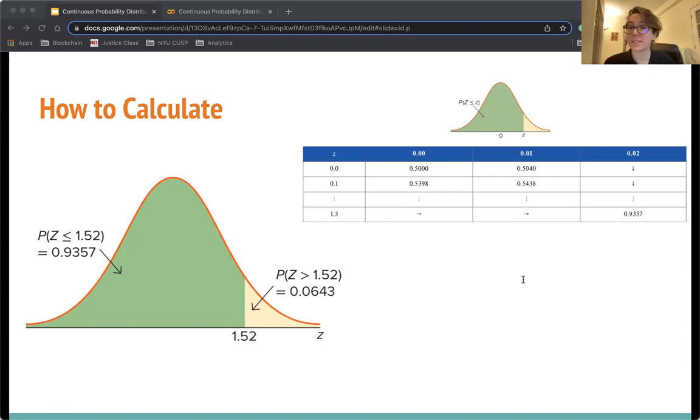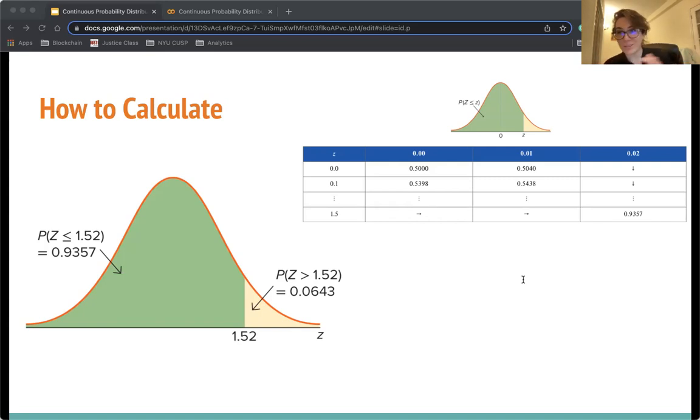So any value in the green side of the probability distribution is considered to be probable. The area on the right, or the yellow side of the curve, is the other part of the probability. So if we were to subtract 0.9357 from 1, we will see that the probability of a value above this threshold, if we were to get something above 1.5 standard deviations above the mean, would be 0.0643.